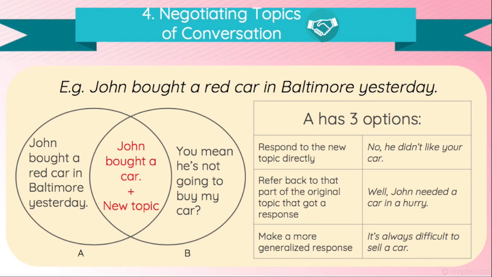So A has three options at this point to reply to speaker B. Either he or she responds to the new topic directly. For instance, no, he didn't like your car. So that's referring to the topic that he raised, that he actually has a car that John could have bought. Second, it could refer back to that part of the original topic that got a response. For instance, well, John needed a car in a hurry. So it could refer back to the original statement by speaker A. Or third, A could make a more generalized response. For instance, it's always difficult to sell a car. So this could be changing the topic in a way, or going away from the topic if, for instance, speaker B is a little infuriated.